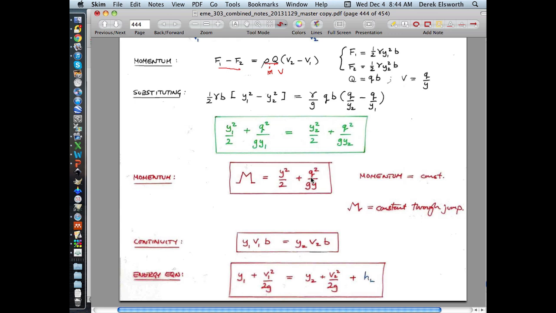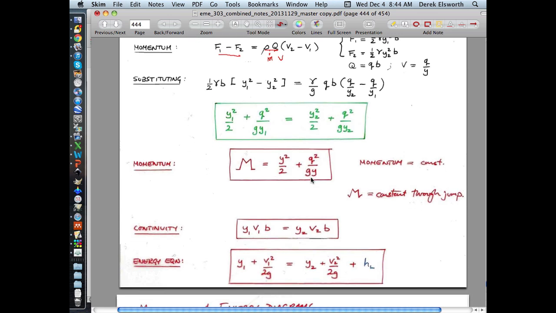And so for a hydraulic jump, what we have to do is we have to use the momentum equation. We can use the energy equation, but clearly we can use continuity as well, right? Volumetric flow rate upstream has to equal the volumetric flow rate downstream if you're not accumulating volume somewhere in between those.